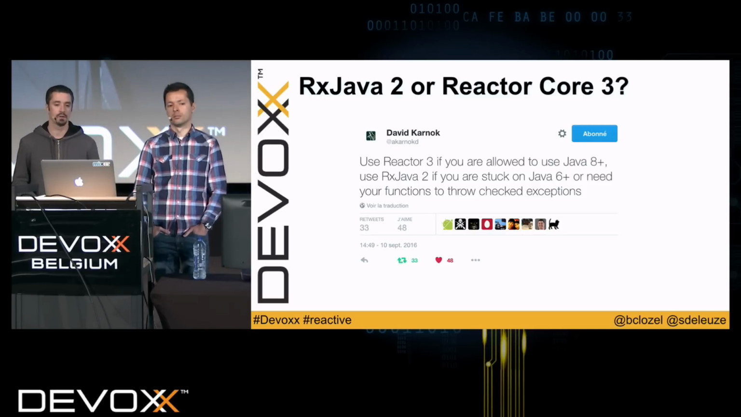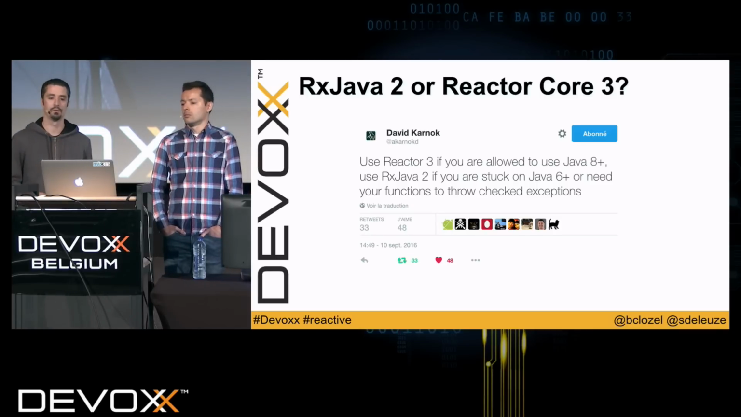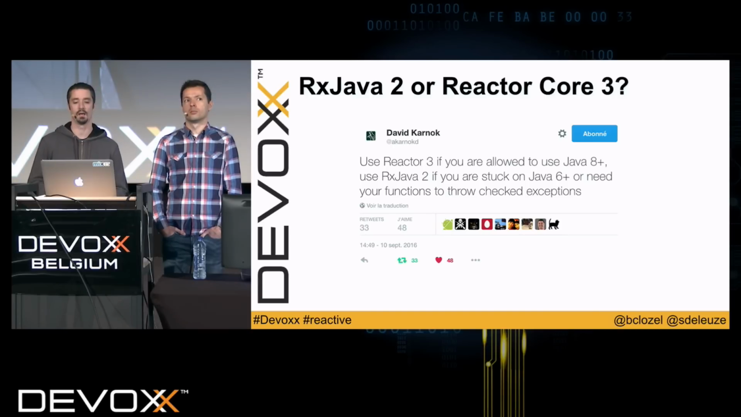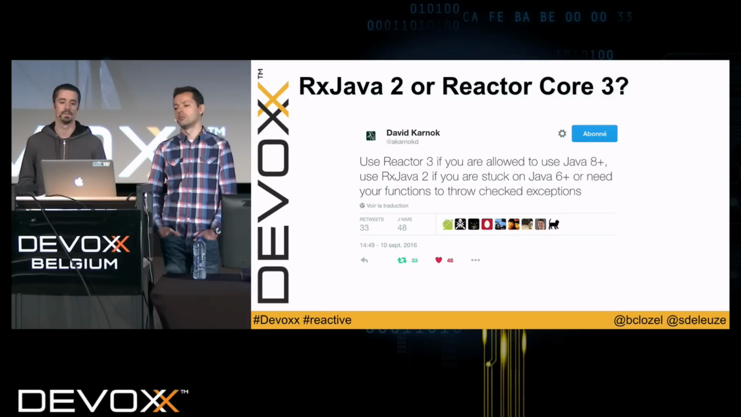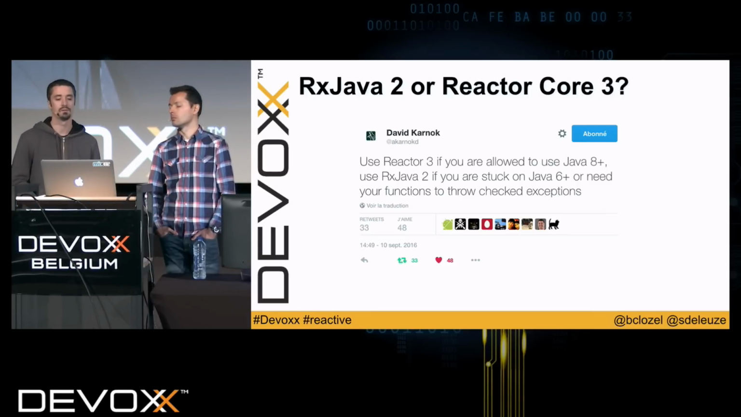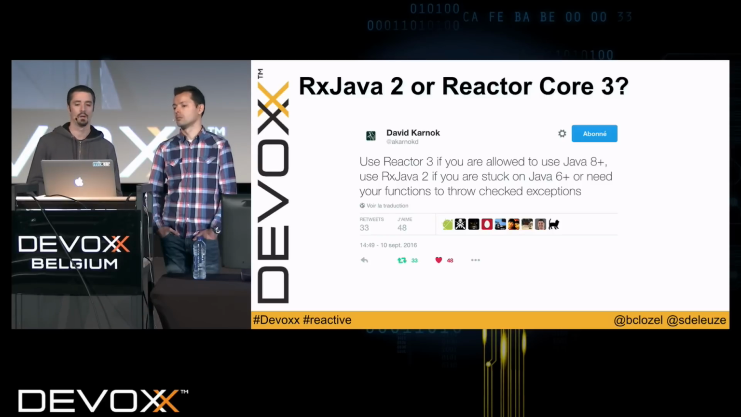We usually get the question, because we are working on Reactor Core 3, should I use RxJava 2 or Reactor Core 3? And I like the answer from David, because David contributed to both. He's also the project lead of RxJava 2, so we can't say he is biased toward Reactor Core 3. And he said, use Reactor Core 3 if you are allowed to use Java 8, and use RxJava 2 if you are stuck on Java 6, or need your function to throw checked exceptions. So obviously, it's up to you to use the reactive library that you want. But for a server-side Java 8 application, I think Reactor Core 3 is a good fit. For Android development, for example, RxJava 2 is a better fit.